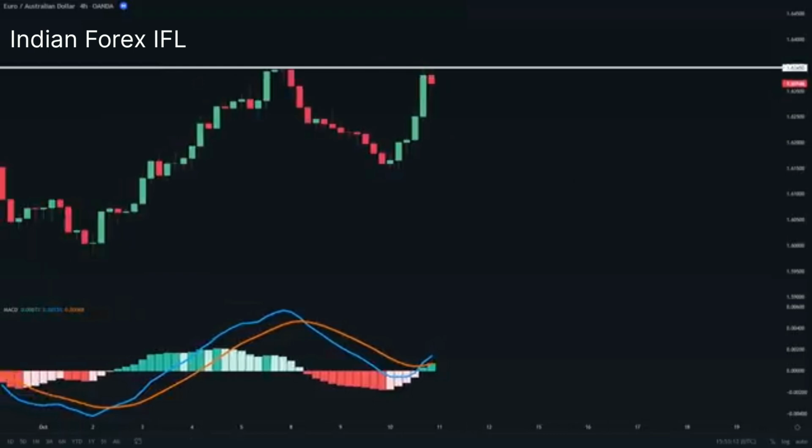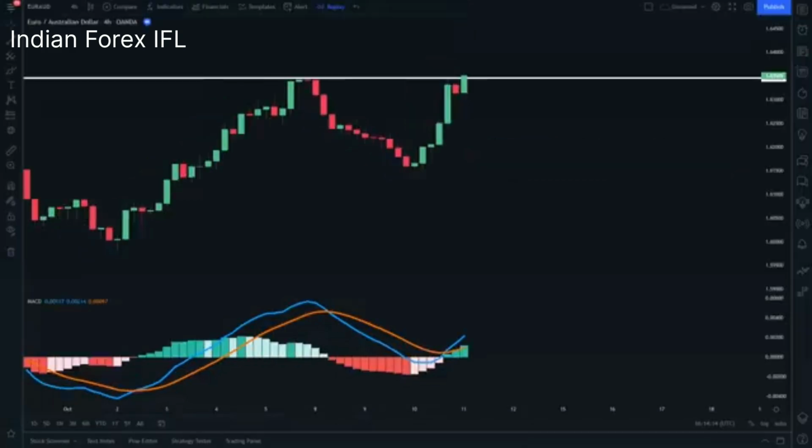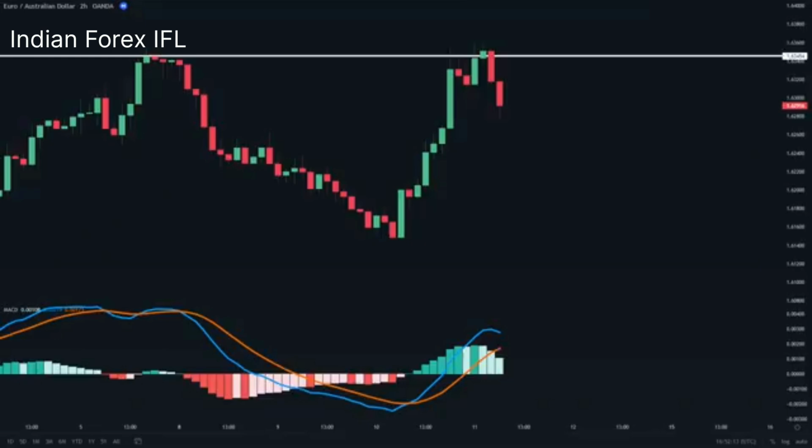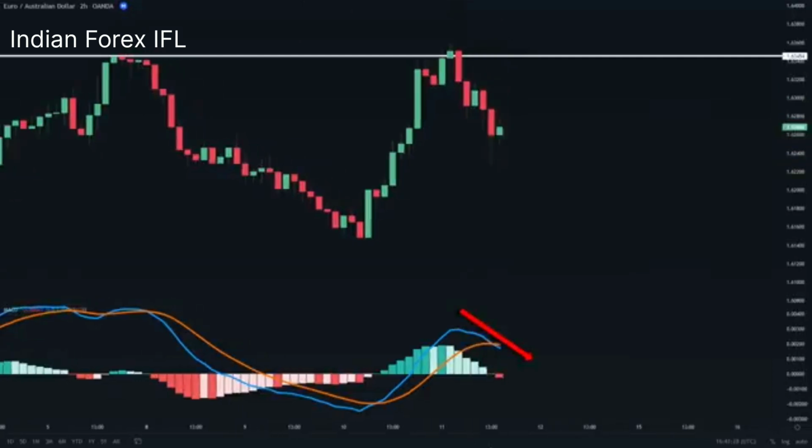And so a secret trick that I use to get an earlier entry signal is by zooming in 2 time frames below. So I'm currently in the 4-hour chart. So let's zoom in into the 2-hour chart. So here's the 2-hour chart, and all we need to do is wait for the MACD to cross over downwards in this new smaller time frame. And so this is where you want to take a short position.